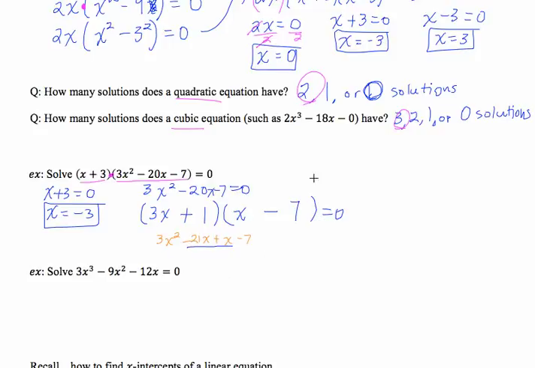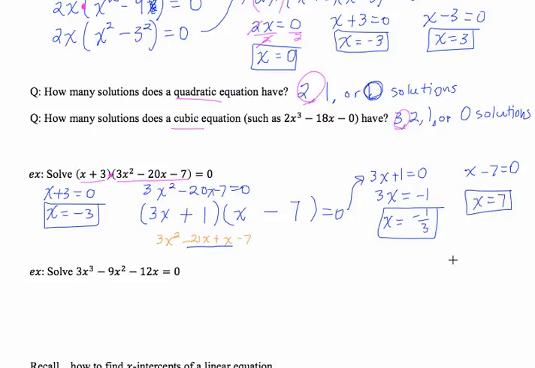So from here, now we can set each factor equal to 0. So we have 3x plus 1 equals 0, and x minus 7 equals 0. So solving the first equation, we get 3x equals negative 1, so x is negative 1/3. And solving the second equation, we get x equals 7. So there's 3 solutions here, negative 3, negative 1/3, and 7.